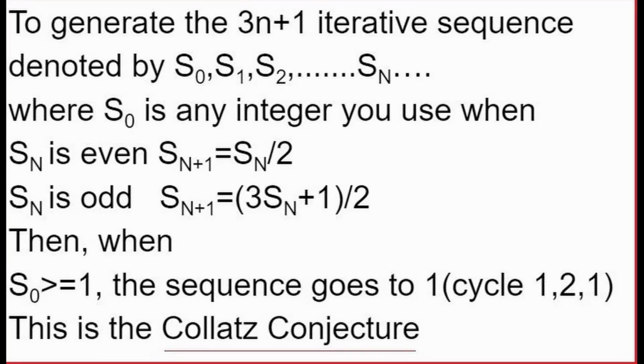Now, to generate the 3n plus 1 iterative sequence denoted by S0, S1, S2, or later Sn, where S0 is any integer you use: when Sn is even, Sn plus 1 is equal to Sn divided by 2, and when Sn is odd, Sn plus 1 equals (3Sn plus 1) divided by 2. Then when S0 is greater than or equal to 1, the sequence goes to 1, or the cycle 1, 2, 1, 2, and this is the Collatz conjecture.